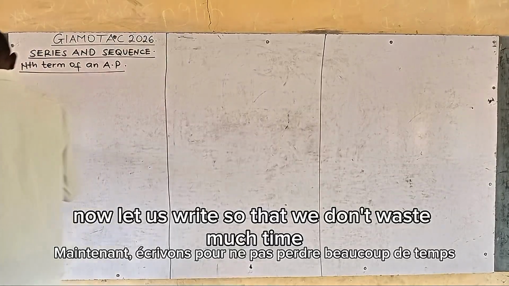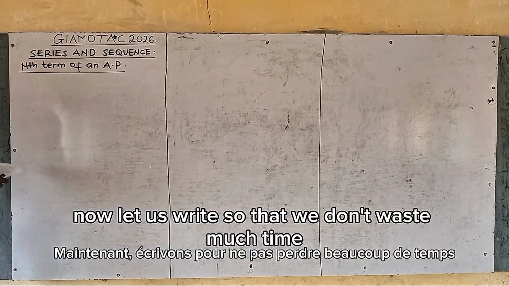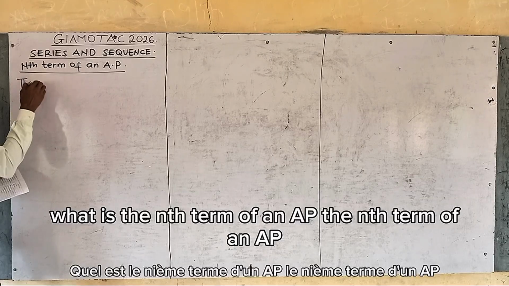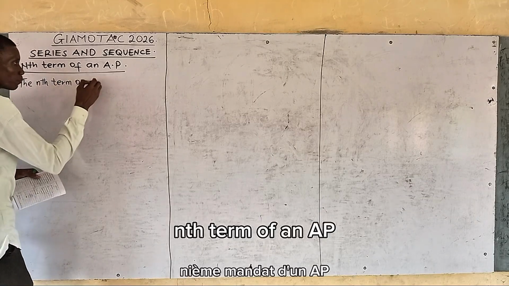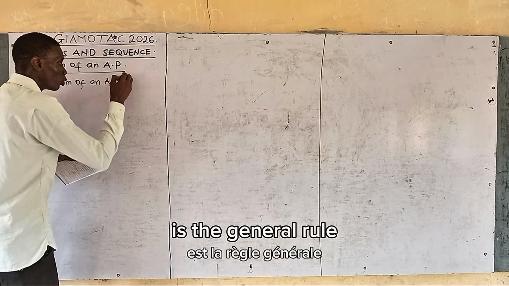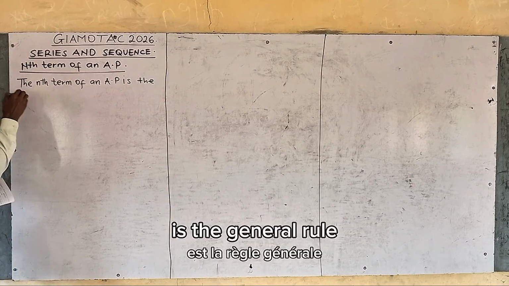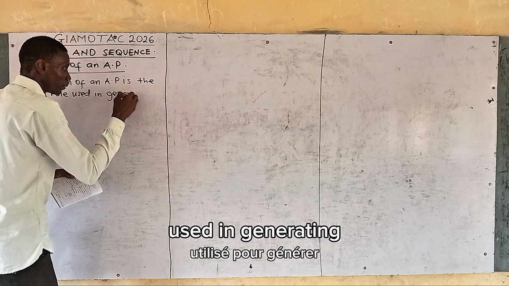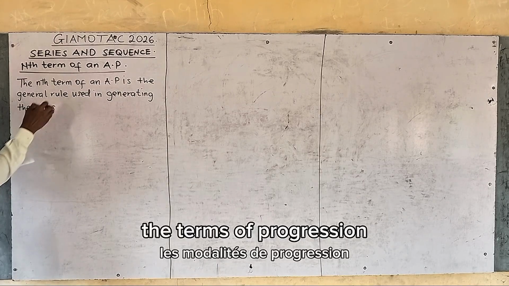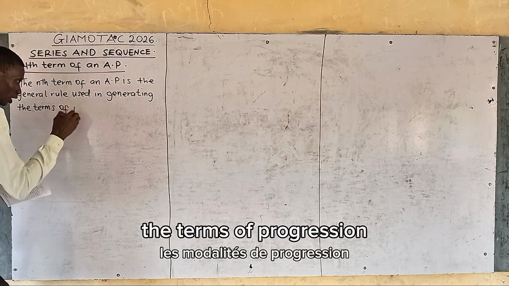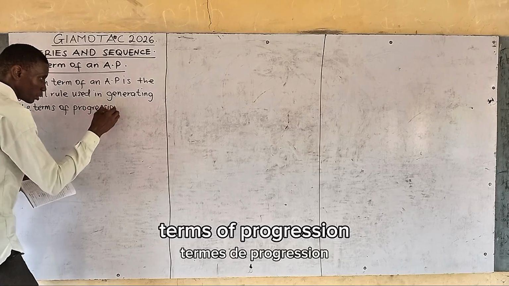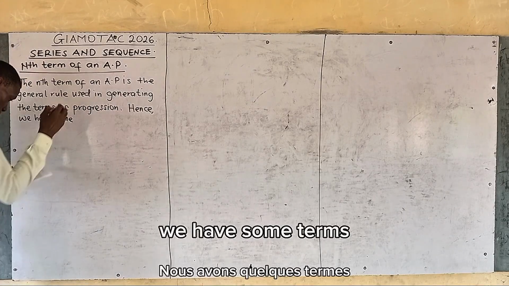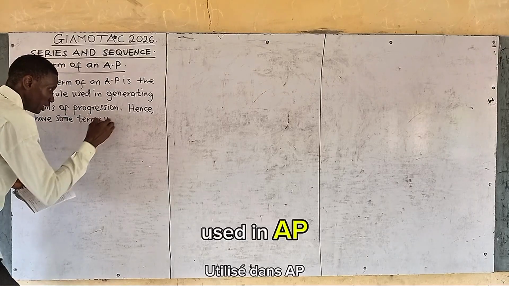Now let us write, so that we don't waste much time. What is the Nth term of an AP? The Nth term of an AP is the general rule used in generating the terms of the progression. Are we following? Hence, we have some terms used in AP.